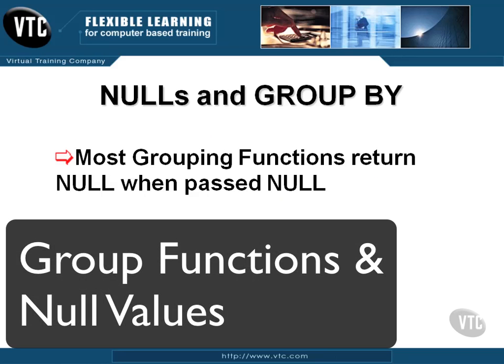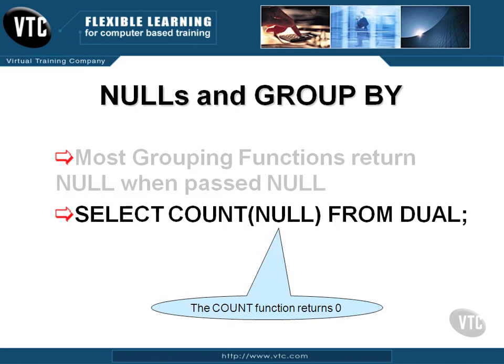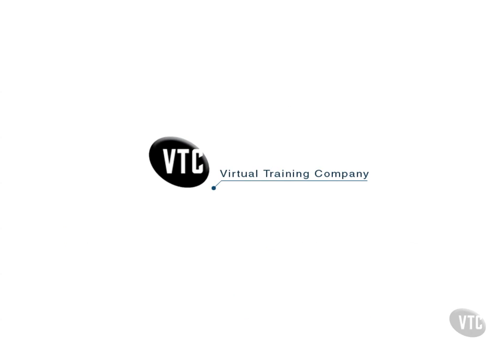Group by and nulls. Nulls and group by, some unusual things happen, but not really that unusual when thinking about Oracle. Most grouping functions return a null when passed a null, in the same way that simple functions or single row functions return a null. The only exception is the count function. If you count null, it returns 0. Selecting null using a sum function will return null.